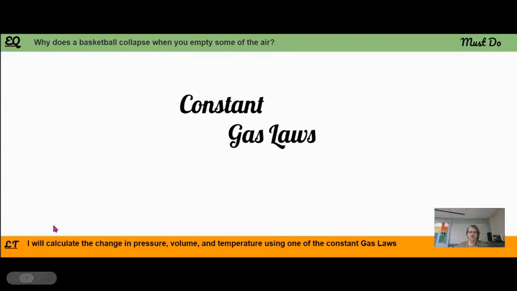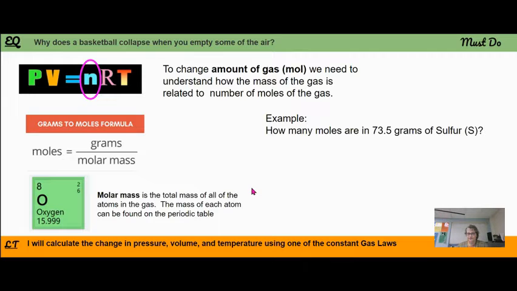Again, we're trying to calculate the change in pressure, volume, and temperature using one of the constant gas laws, okay? So the first thing that we need to talk about is the fact that we're now dealing with the number of moles of the gas, right? Sometimes we're not given the number of moles, we're given the amount of grams that there are. So we need to change it to the amount of gas molecules.